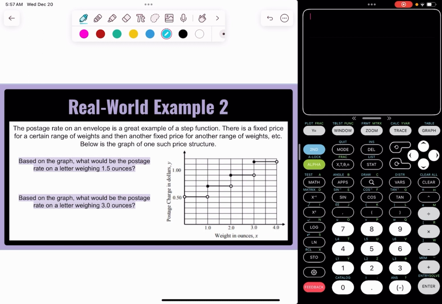So here they're showing us what the weights are. And then for different intervals, we have different prices, the postage charge in dollars. So based on the graph, what would be the postage rate on weighing 1.5 ounces? Meaning that x equals 1.5. Let's go to 1.5. That would be right here. And we're at this graph, which this would be, not 50, 60, 70 cents.